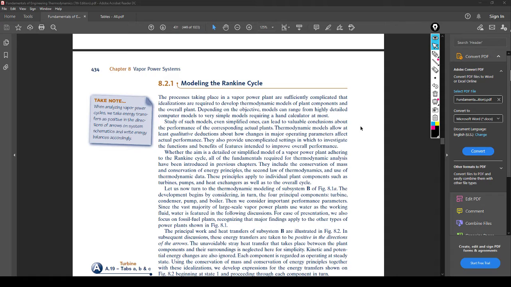It says the processes taking place in a vapor power plant are sufficiently complicated that idealizations are required to develop thermodynamic models of power plant components and the overall plant. Depending on the objective, models can range from highly detailed computer models to very simple models requiring a hand calculator at most. That's where we're going to live, guys. We're going to live right here in the hand calculator at most category. Study of such models, even simplified ones, can lead to valuable conclusions about the performance of corresponding actual plants.